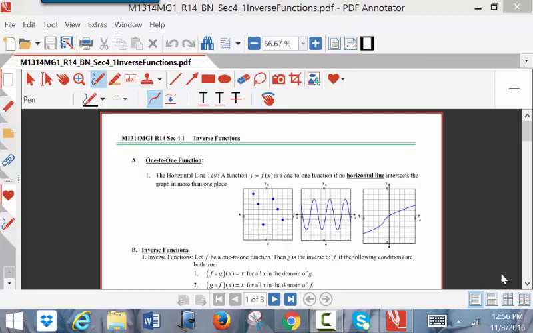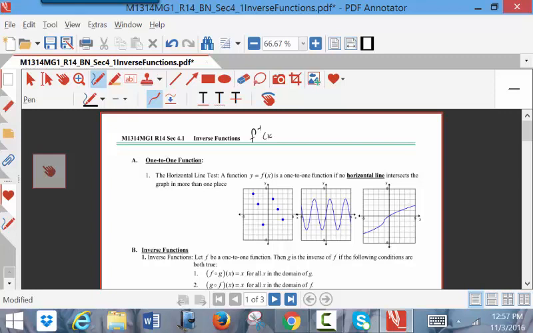So we're talking about inverse functions. The title of this section is Inverse Functions. And an inverse function has a new symbol that you need to see and be comfortable with, which looks like this. It looks like a negative one exponent, but it's not. It's just a symbol they use for an inverse function.